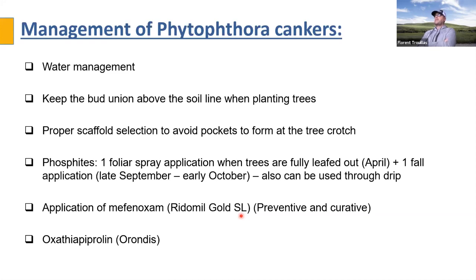Management of Phytophthora is basically done by water management, especially when we're talking about root rot. But for these cankers that occur above ground, it's really about keeping that bud union above the soil line. Too many times we see mistakes where the bud union is buried. Proper scaffold selection to avoid the formation of these pockets is also critical. We hear good words about phosphite products also for the protection of almond trees against Phytophthora.